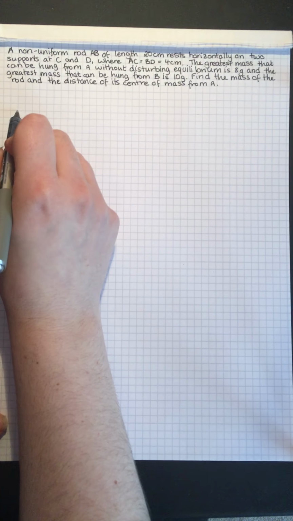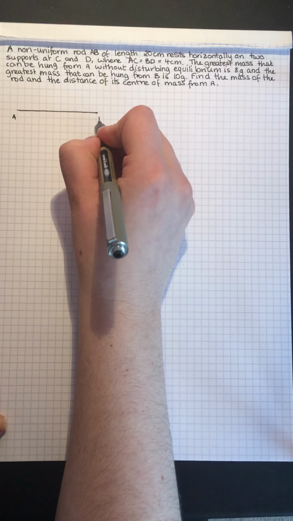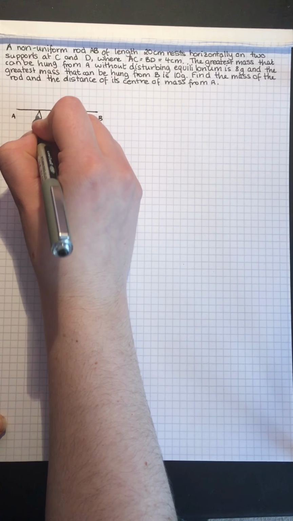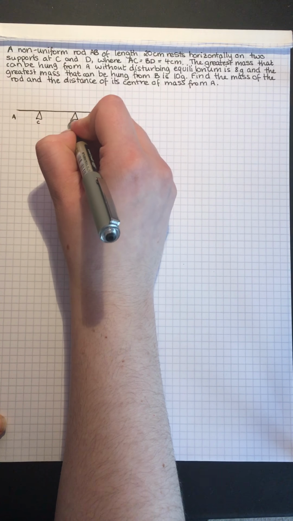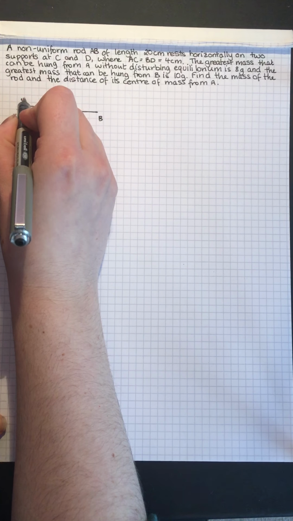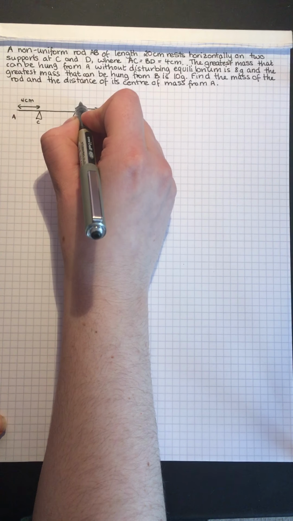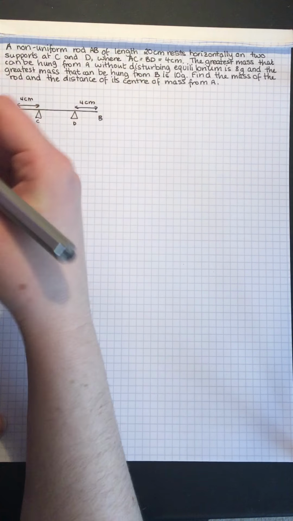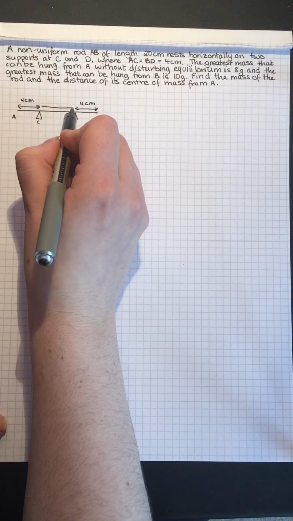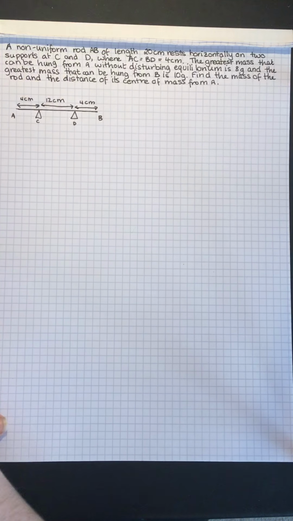So we've got our rod here, AB, and we've got two supports. Let's call that one C and let's call that one D, and we know that that distance is 4 centimeters and that distance is 4 centimeters, which means if the total distance is 20, this in the middle must be 12 centimeters.